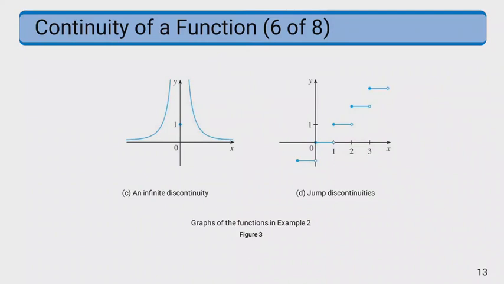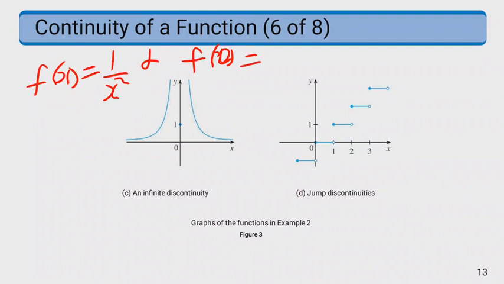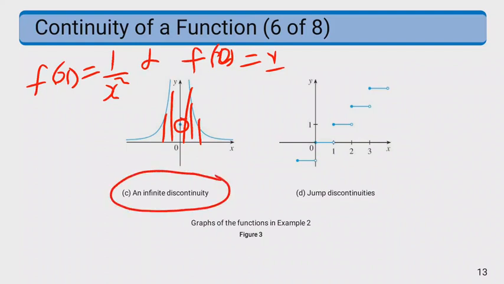Another example here, remember we had f of x equals 1 over x squared, and also f of 0 was defined to be 1. So f of 0 is 1 here, but you can see as we approach 0, the limit from both sides, the limit of f of x is infinity. So the function approaches infinity as we get closer and closer to 0 from both sides. So in this case, we have a discontinuity, an infinite discontinuity.